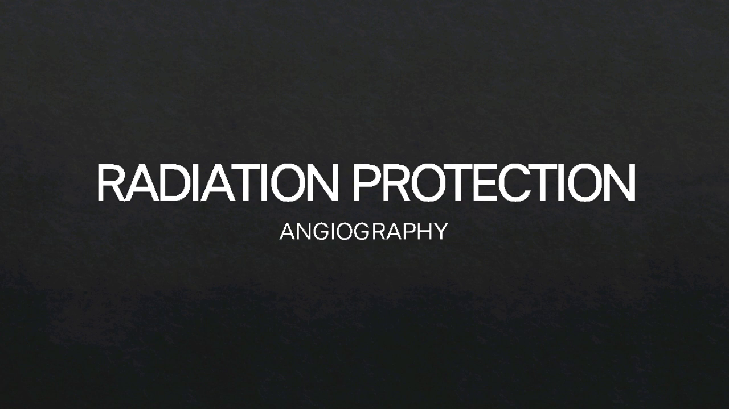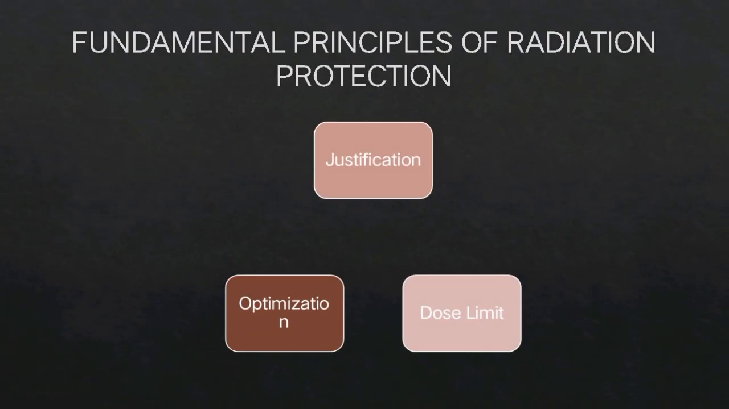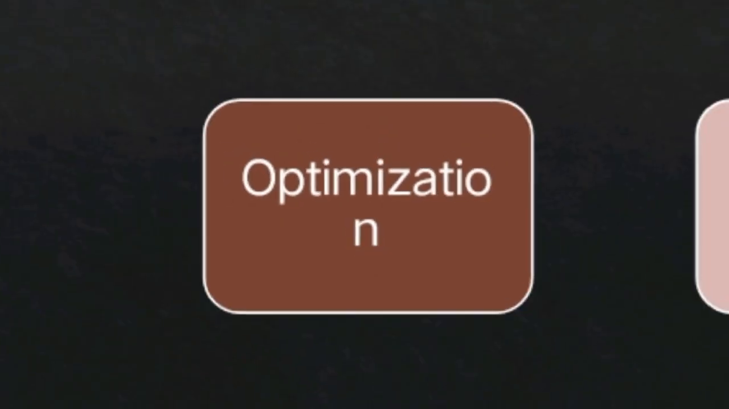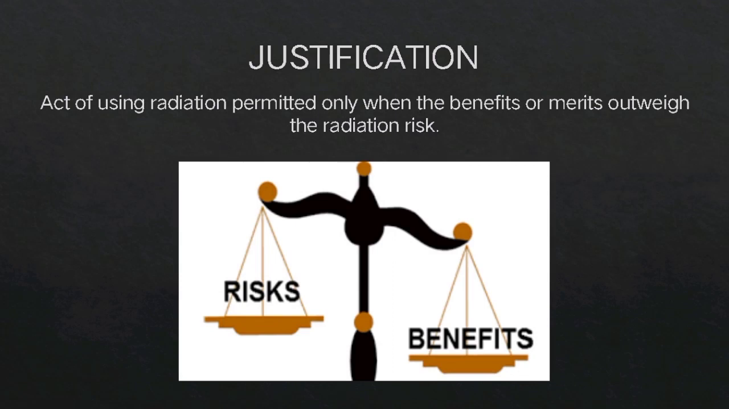Now, we will first discuss the fundamental principles of radiation protection, which comprises the justification, optimization, and dose limit. Justification. The first principle is the justification of radiological protection. This is the fundamental principle that an act of using radiation is permitted only when the benefits or merits outweigh the radiation risk. This principle plays a key role in patient safety, ethical considerations, informed decision-making, and regulatory compliance within the broader framework of radiation protection in healthcare.